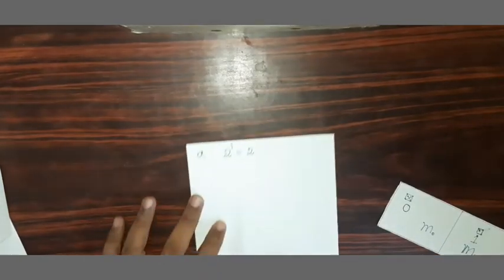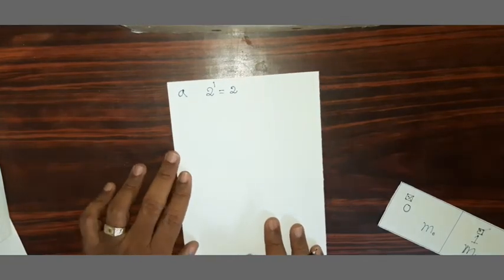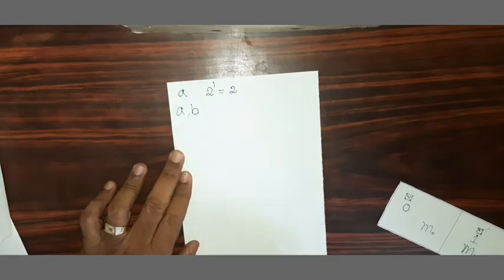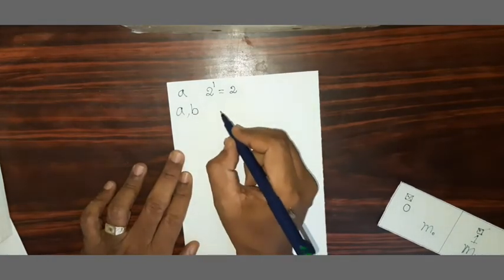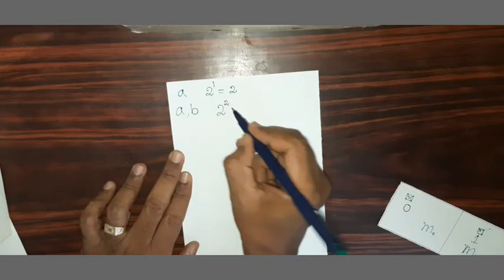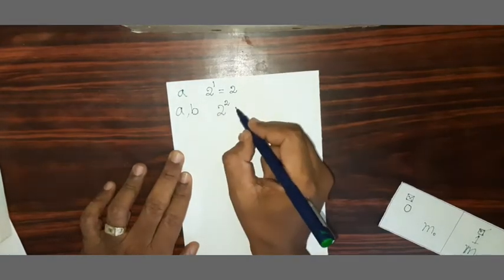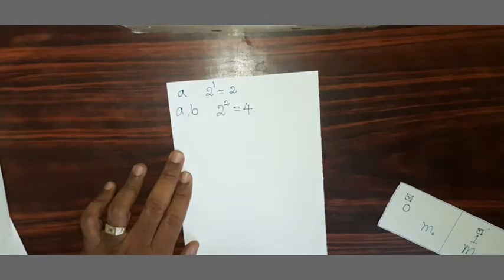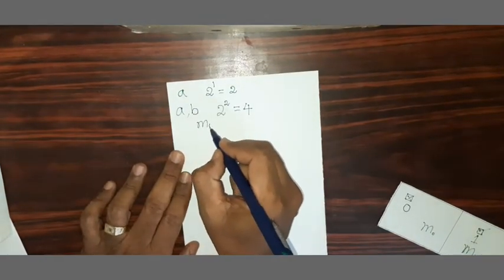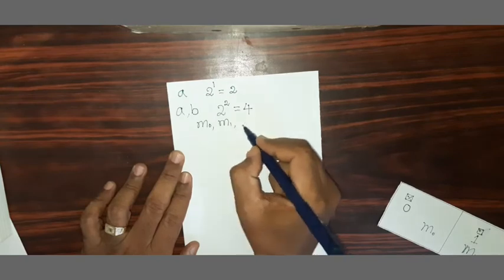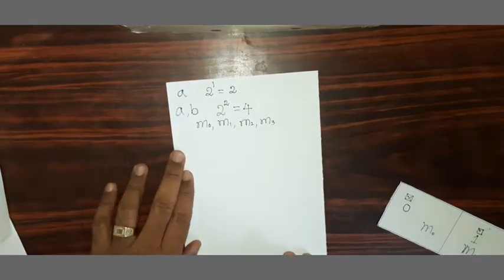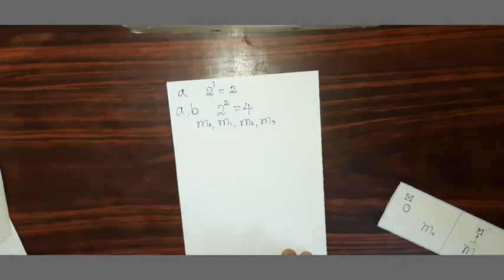Let us now take 2 variables. Say the variables are A, B. Then there will be 2 power 2 minterms. That means there will be 4 minterms. What are the minterms? M0, M1, M2, M3. That means we will have to have 4 cells in the Karnaugh map.